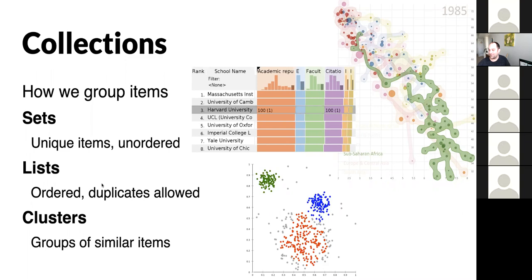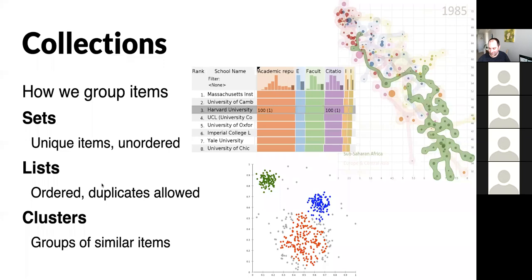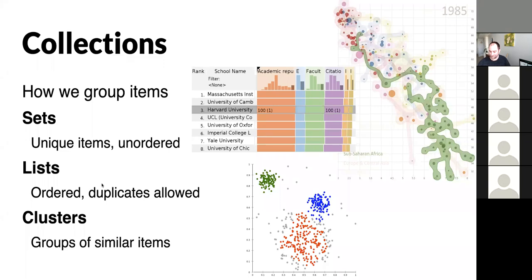This is a map of countries, and Sub-Saharan Africa is highlighted in green on top of this plot. So we have these set relationships. All of these countries belong to that particular set. Lists are ordered and typically allow duplicates. Here I have a ranked list of universities in the middle.